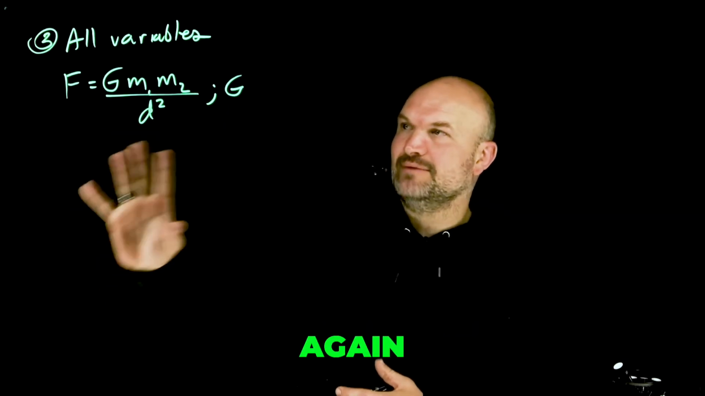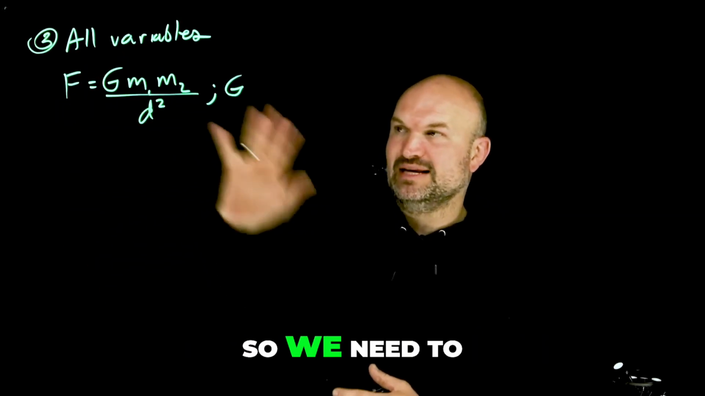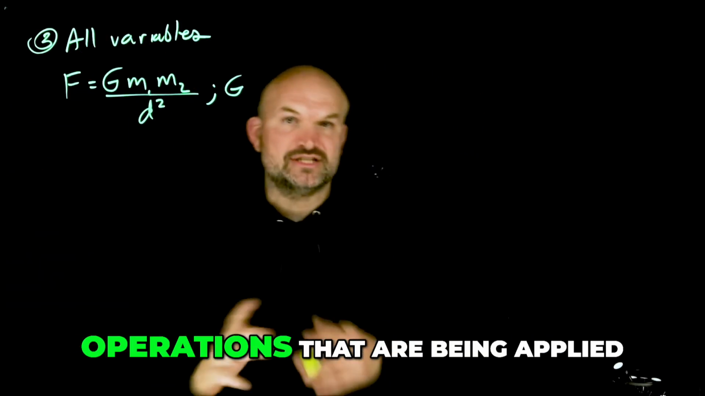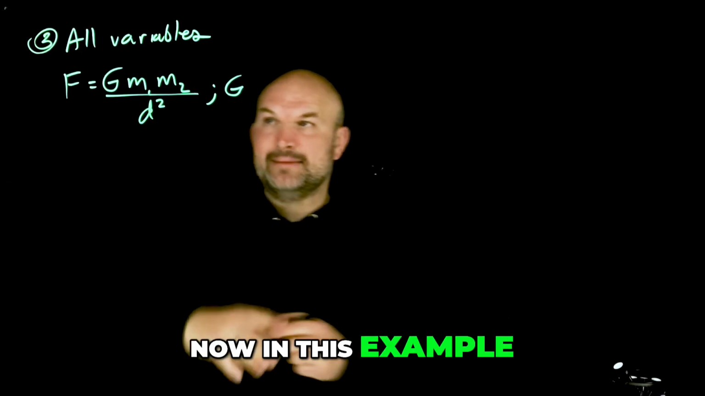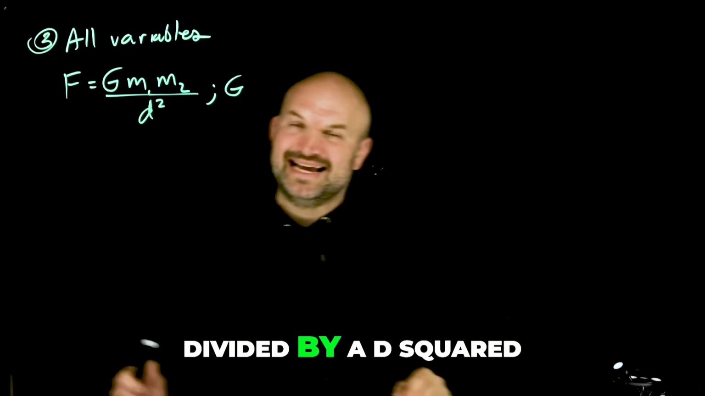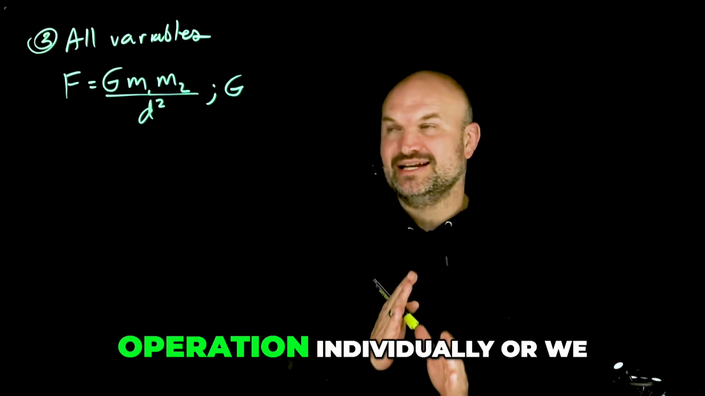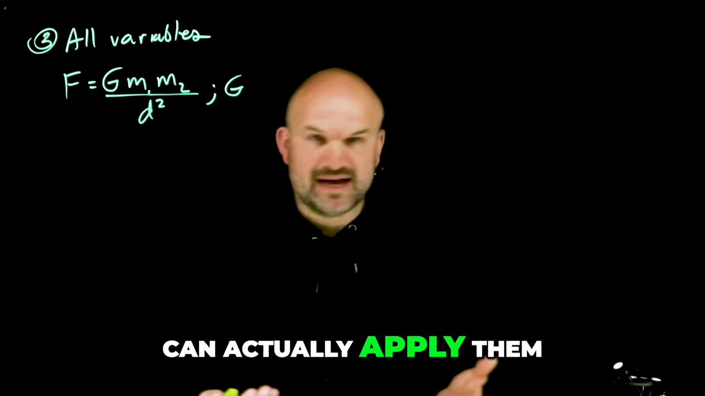But in this case, again, we just need to understand what it is we're trying to solve for. We're trying to solve for this g. So we need to understand what the operations are that are being applied. Now, in this example, you can see g is being multiplied by an m with a subscript 1 and an m with a subscript 2, as well as being divided by a d squared. Now, we can go ahead and apply each operation individually, or we could actually apply them all at one time.